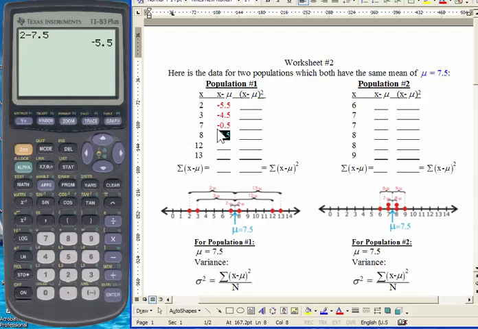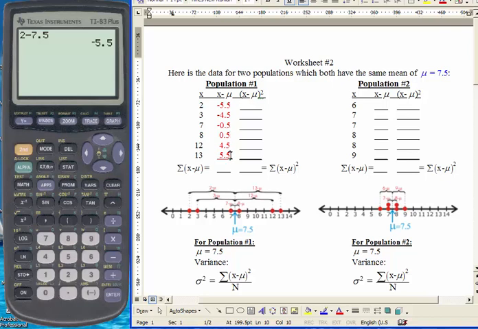Now, let's make a note here. Why is this one positive while these were negative? You'll notice that all data values to the left of the mean will have negative distances, and all the data values to the right of the mean are going to have positive distances. So if we do 12 minus 7.5, we get a positive 4.5. And for our last one, 13 minus 7.5 is a positive 5.5.